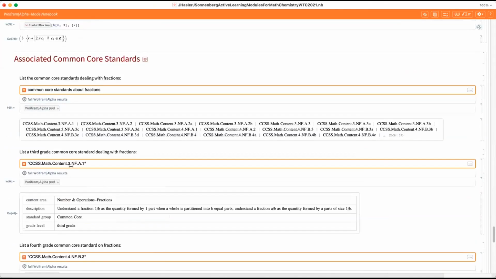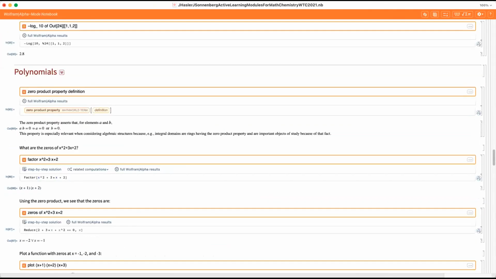And at this point, I'm going to hand off the talk to Jason here, who's going to talk about how we can get similar information for the chemistry domain. Thanks, Jordan.